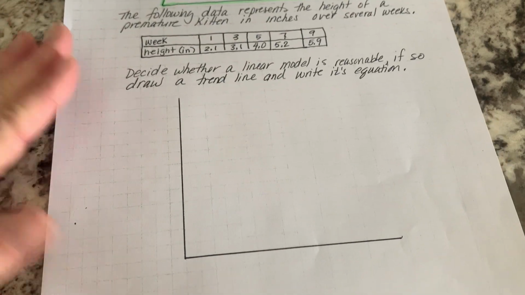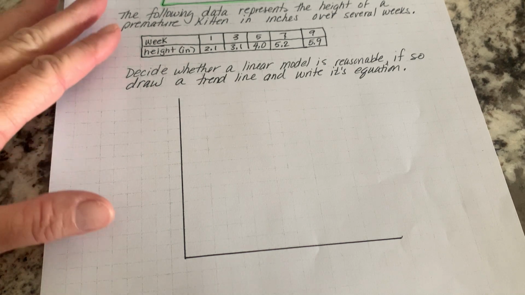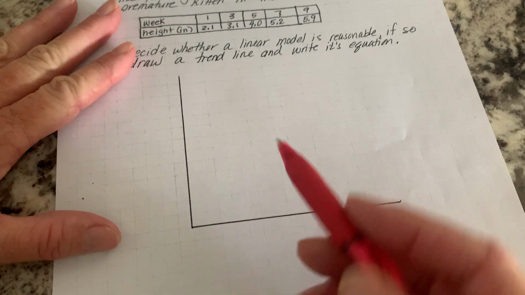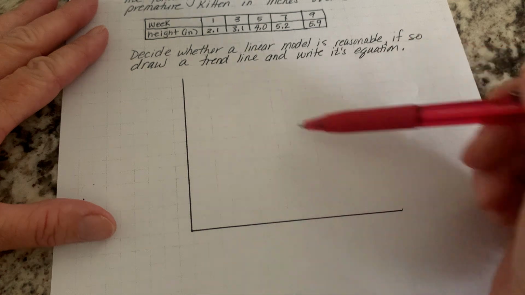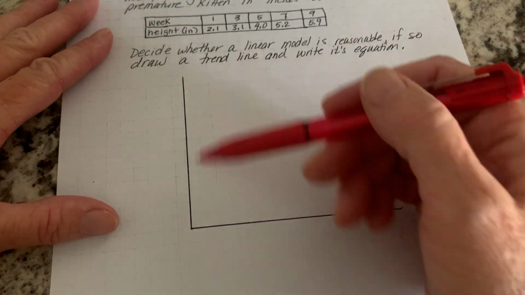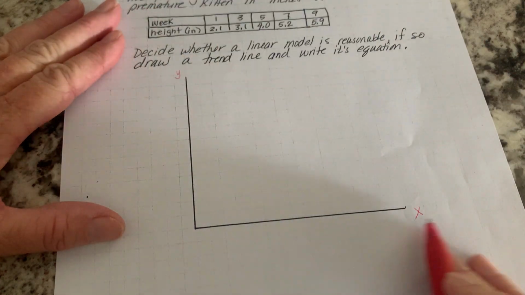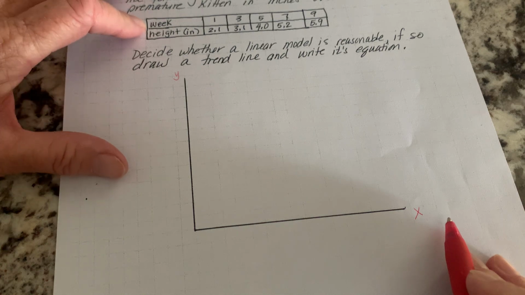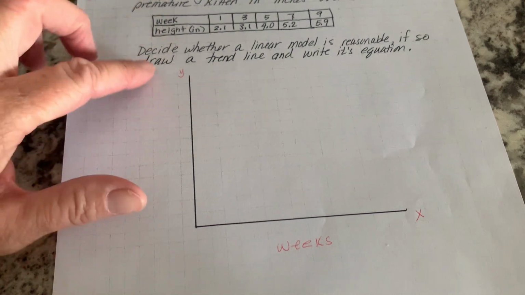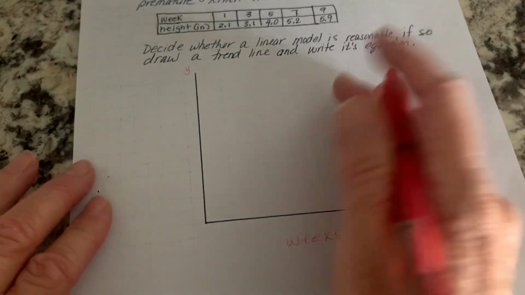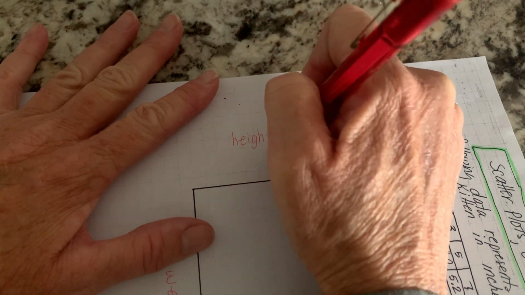So the thing about scatter plots is a couple things are important. We need to have values on our x-axis and values on our y-axis. I copied this on, and you can kind of see the light grid behind it. That's on purpose so that you have graph paper behind it. I'm going to call this x and this y. The x are the weeks, so we're going to call this weeks down here. And this is the height in inches, so you can turn your paper sideways or you can write it the other way. Height in inches.